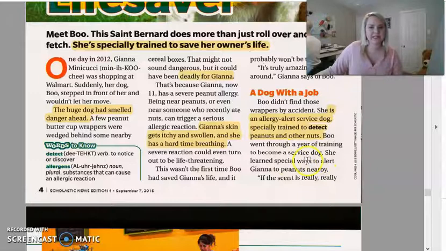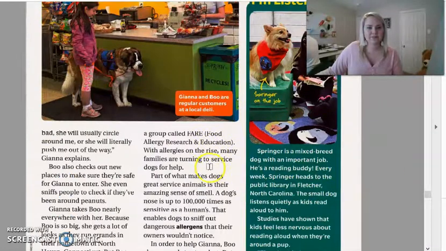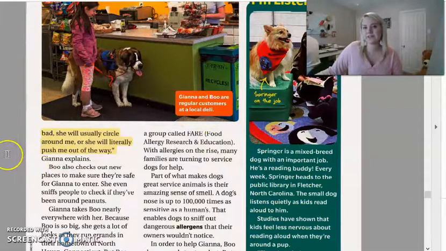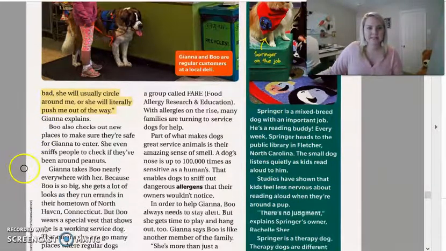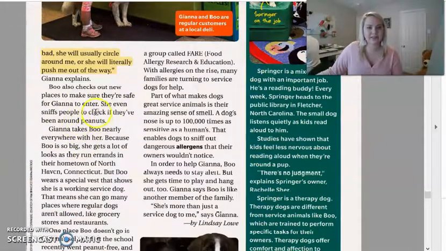She went through years of training to become a service dog. She learned special ways to alert Gianna. I'm going to scroll down. It says if it's really bad, she will circle around me or she will literally push me out of the way. So this is another supporting detail about what Boo does for Gianna whenever she's about to have an allergic reaction. Let's see. Boo also checks out places to make sure that they're safe for Gianna to enter.